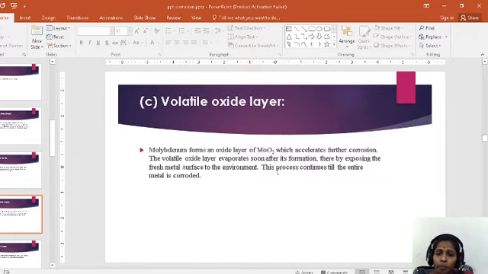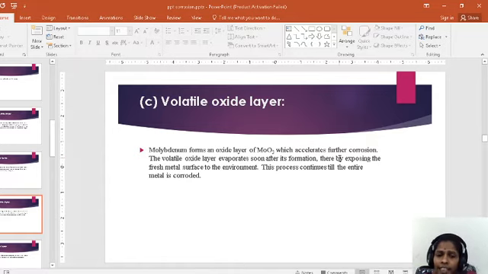Here molybdenum can form an oxide layer which is volatile. So molybdenum forms an oxide layer of molybdenum oxide. This is the formula of molybdenum oxide, MoO3, which accelerates further corrosion. That means it is speeding up the further corrosion because the oxide layer is evaporating and some of the oxide layer is being absorbed by the metal.